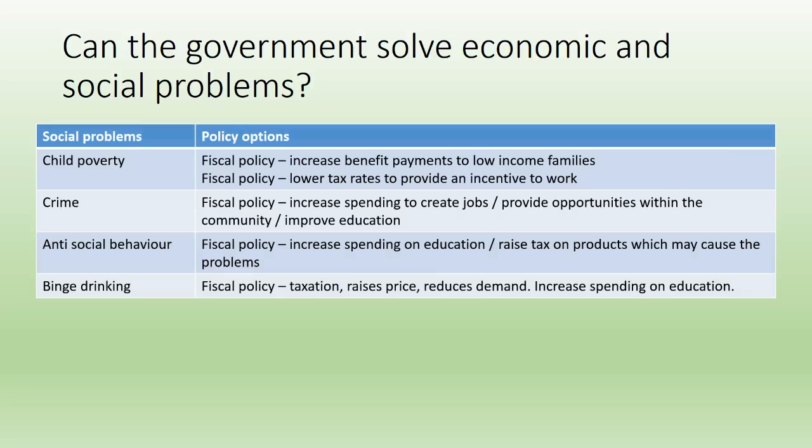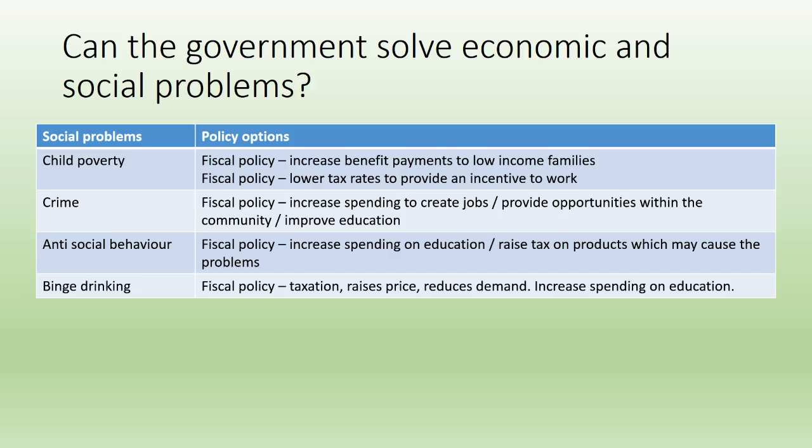Some social problems that we can deal with now. Child poverty. Well, fiscal policy can be used. You could increase benefit payments to low-income families. You could reduce tax rates for low-income individuals and families to provide more of an incentive to work, because people will now be able to keep more of the extra income that they earn.